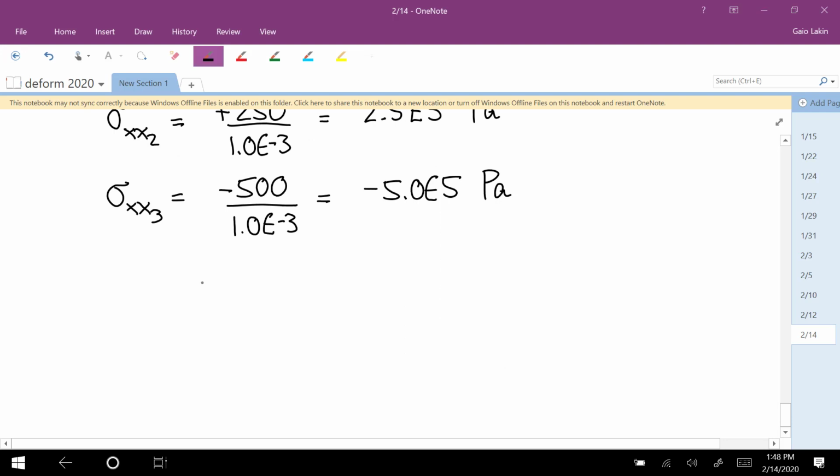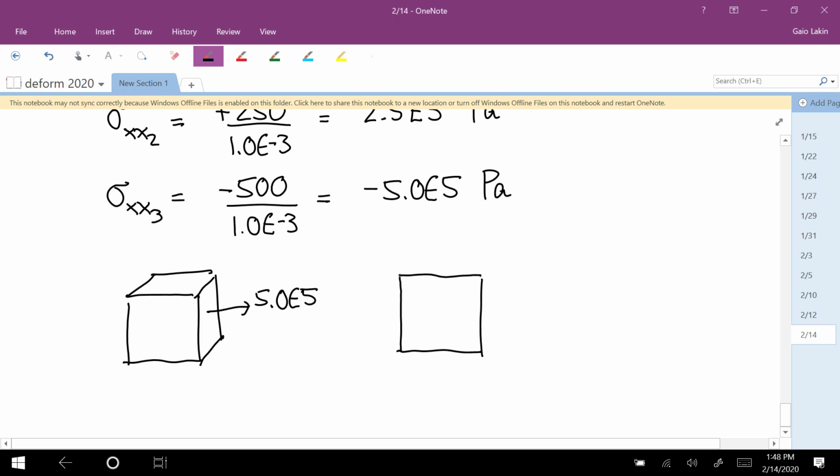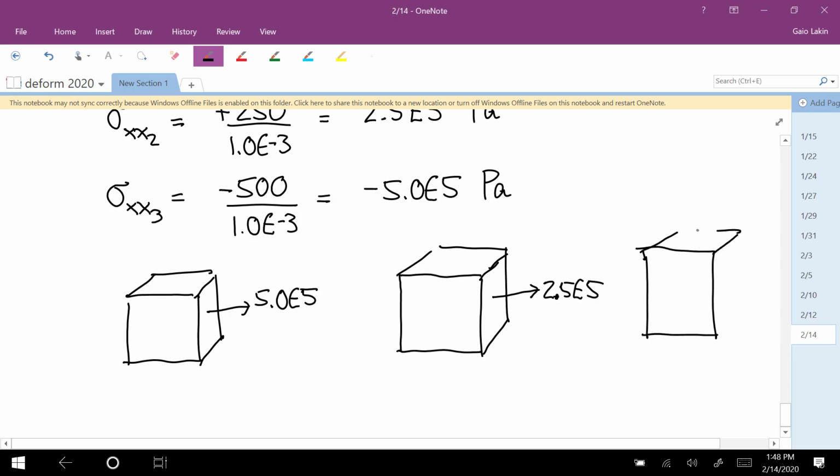So what you get is one of these with a value of 5 times 10 to the 5th, one of them with a value of 2.5 times 10 to the fifth, and the last one with a compressive stress of 5 times 10 to the fifth.